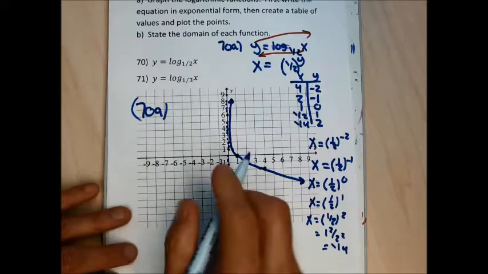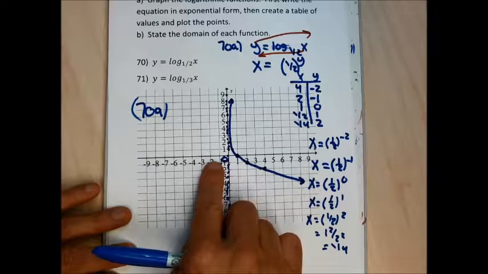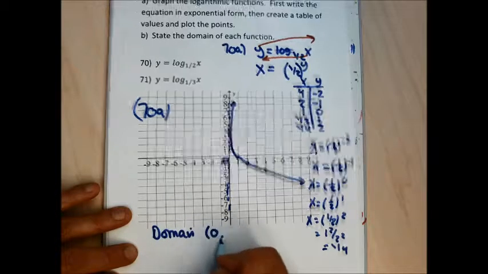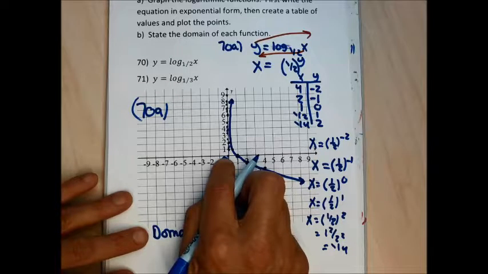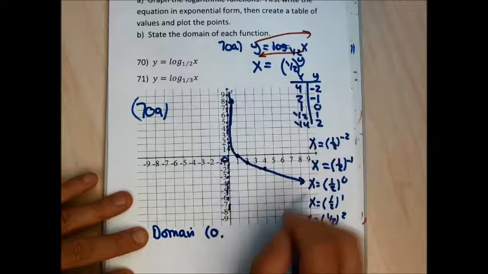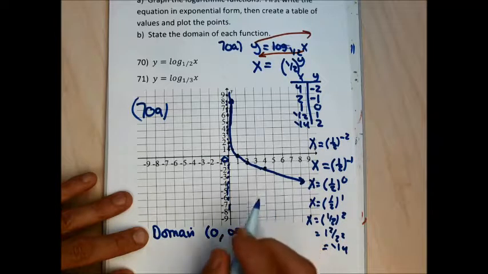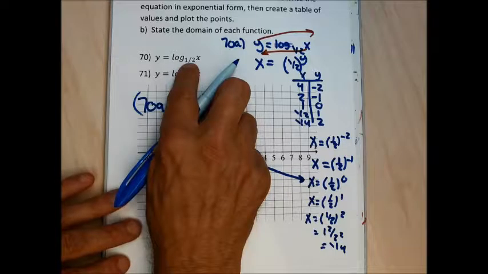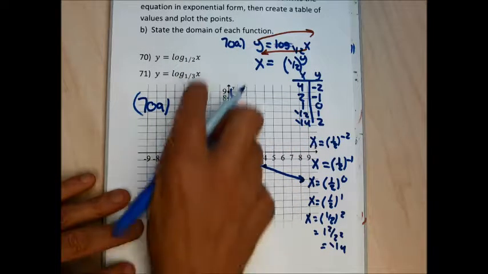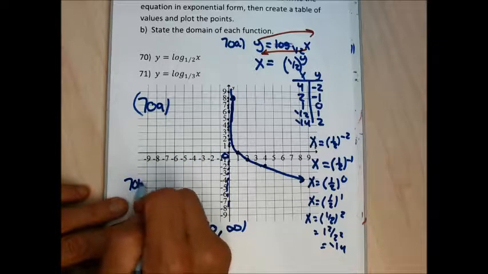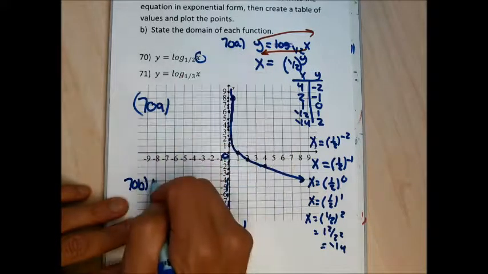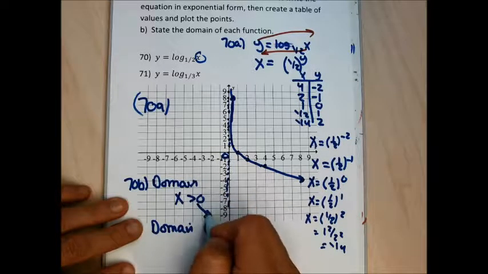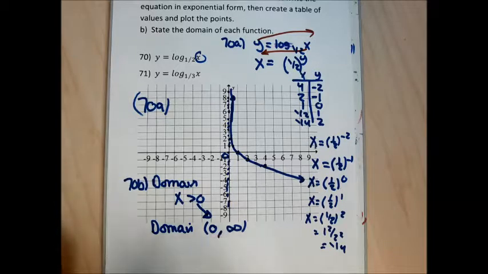For the domain, this graph exists straight to the right of 0 on the x-axis. The domain is going to start at 0. It's going to get a round bracket at 0 because the graph doesn't touch the y-axis, and it goes off to infinity to the far right edge of the x-axis. The algebraic way to get the domain doesn't matter if the base is a fraction or not. You take the argument. So in 70b, I take the argument and set it greater than 0. And that just tells me the same thing, that x is greater than 0, which is the same as the interval from 0 to infinity.